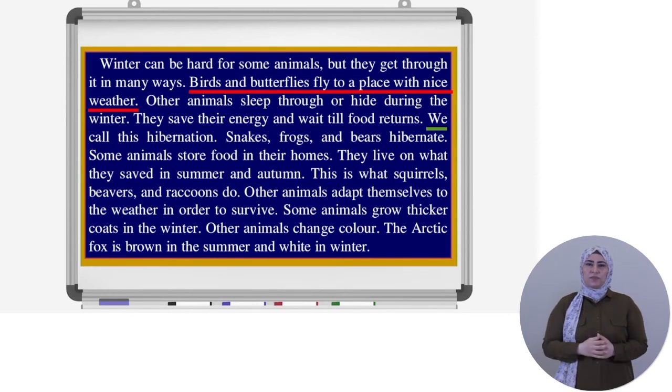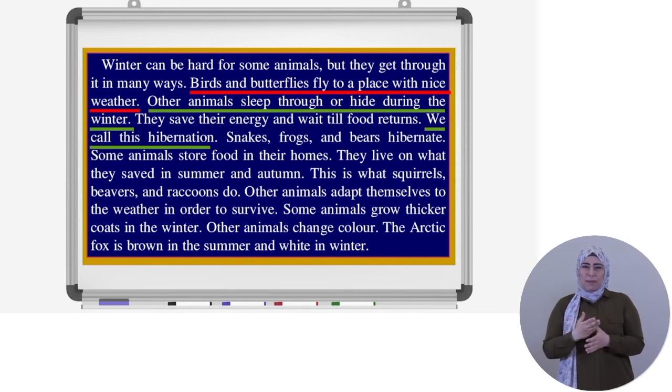Winter can be hard for some animals, but they get through it in many ways. Birds and butterflies fly to a place with nice weather. Other animals sleep through or hide during the winter. Here you can see we find two ways. They fly to a place with nice weather, or they sleep through or hide during the winter. Let's continue. They save their energy and wait till food returns. We call this hibernation. This is the same idea.